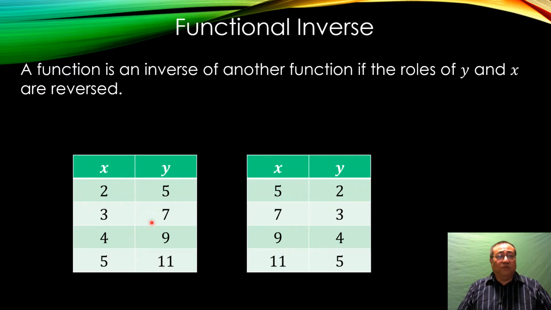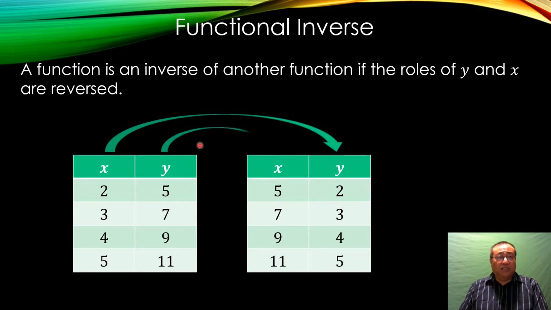A functional inverse looks like this. This is one of the ways it looks. A function is an inverse of another function if the roles of y and x are reversed. So here, x is 2, 3, 4, 5, and over here the y's are 2, 3, 4, 5. The y's over here are 5, 7, 9, and 11, and the x's over here are 5, 7, 9, 11. So the x's become the y's and the y's become the x's. That's a functional inverse.